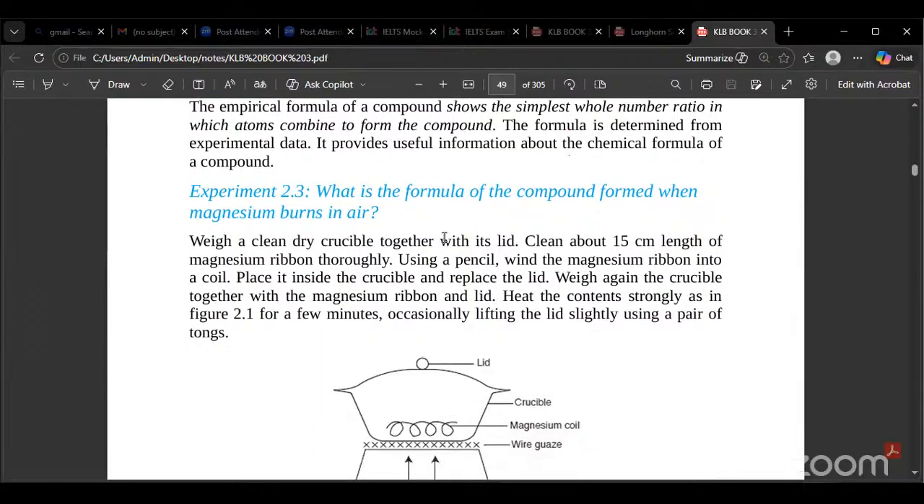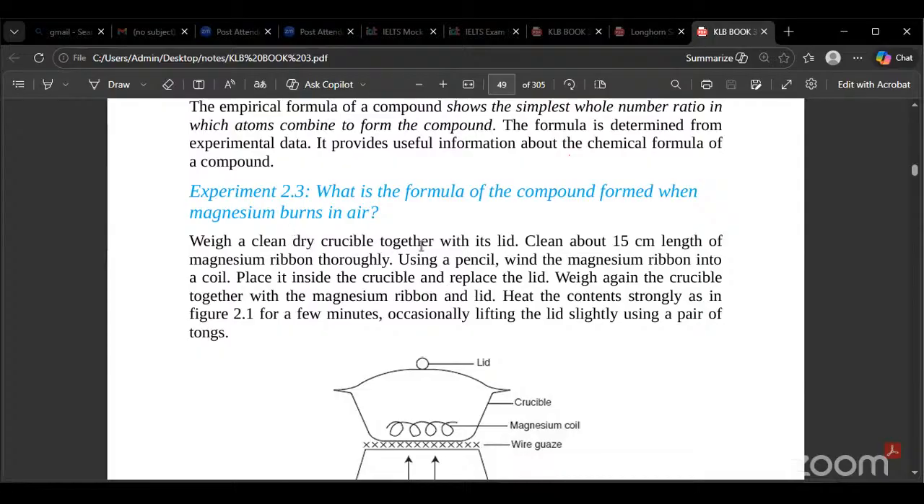The crucible will be weighed together with the lid. Now it is okay. You clean the magnesium, because you know that when magnesium is stored, it normally has a coating of magnesium oxide. Of course, that prevents it from being eaten away. So you weigh about 15 centimeters length of it, and then you know the mass, when you weigh this dry crucible.